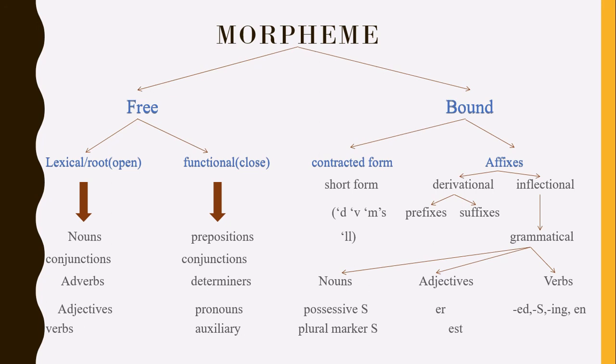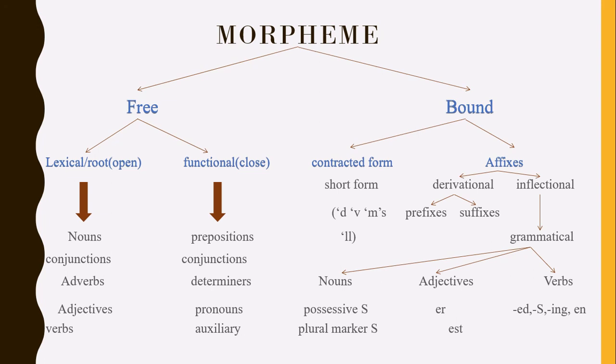So if I take, for example, the verb play, it can receive the ed in the simple past, and can receive the suffix s with he and she and it. So simply here I'm talking about a lexical free morpheme.